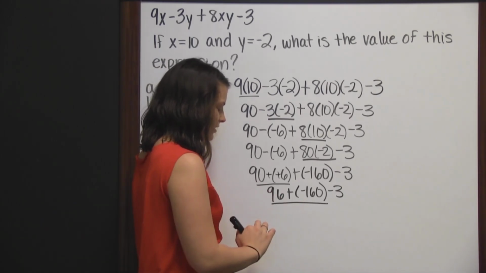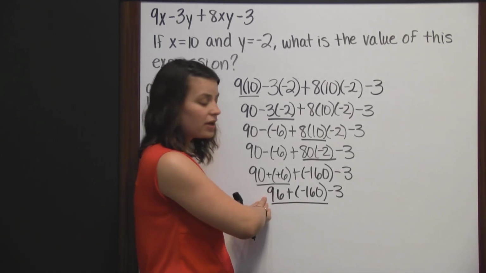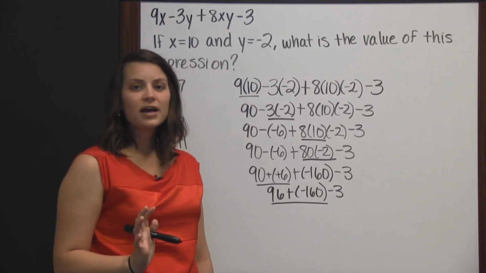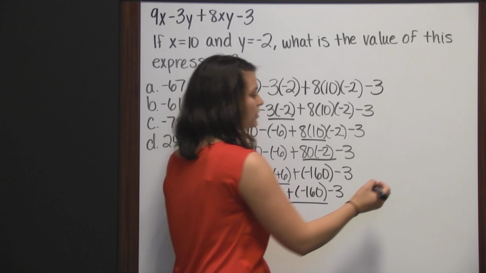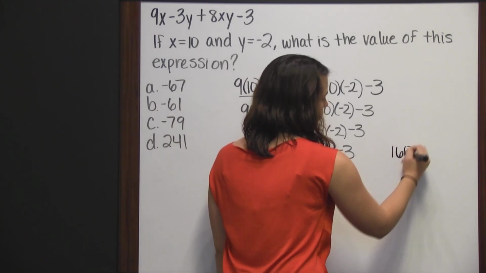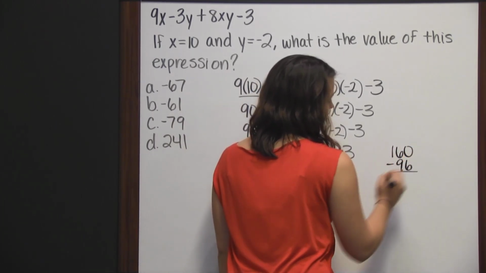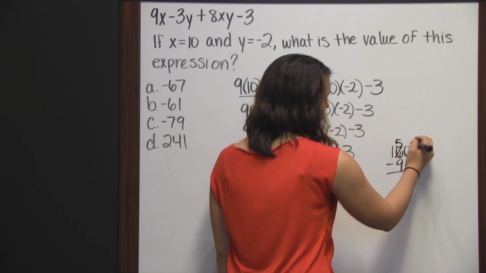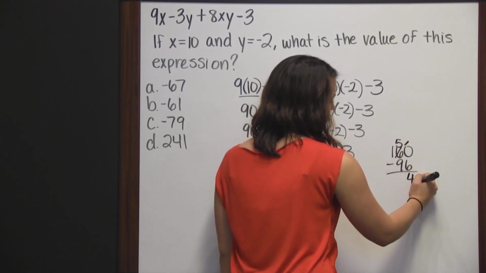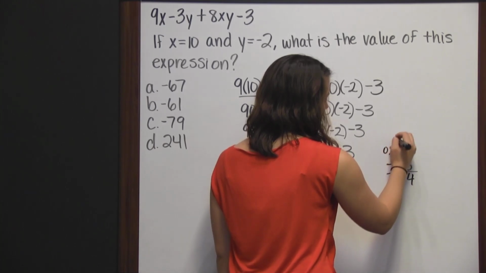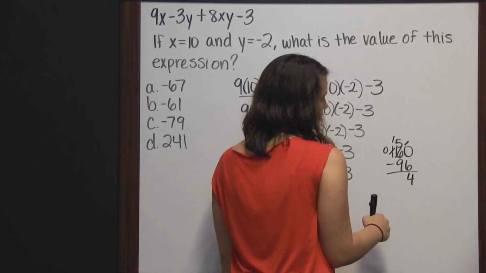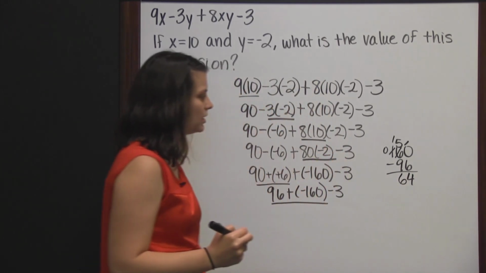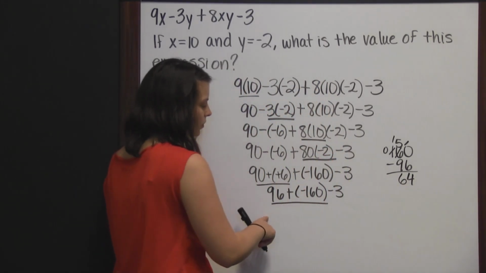These two numbers have different signs. 96 is positive, while 160 is negative. Since they have different signs, we need to subtract them. So I'll do that off to the side. 160 minus 96. So to borrow from the 6, it becomes a 5. 10 minus 6 is 4. Now borrow from the 1, it becomes a 0. So I have 15 minus 9 is 6. So 160 minus 96 is 64.